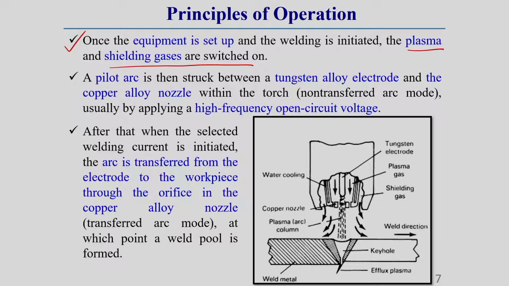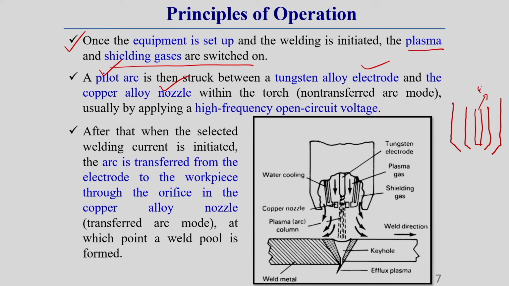Once we start this plasma and shielding gas, initially a pilot arc is struck between a tungsten alloy electrode and the copper alloy nozzle. This is what I want to tell you. What is pilot arc? This is your electrode. Outside of this electrode you can see there is one nozzle, and outside of this inner nozzle there is another nozzle. So, two sets of gas we generally use here. So, initially a pilot arc is struck.